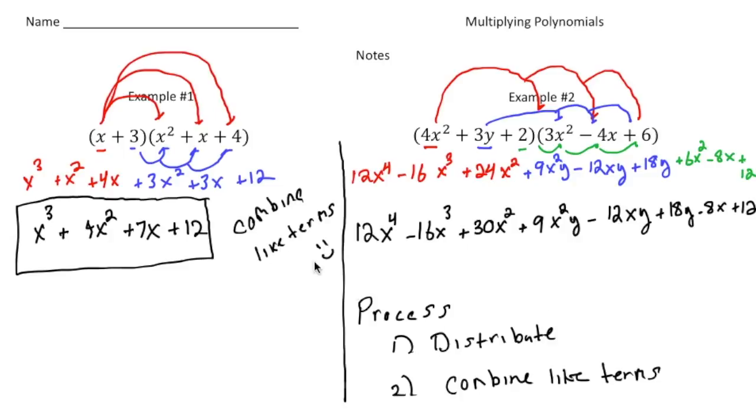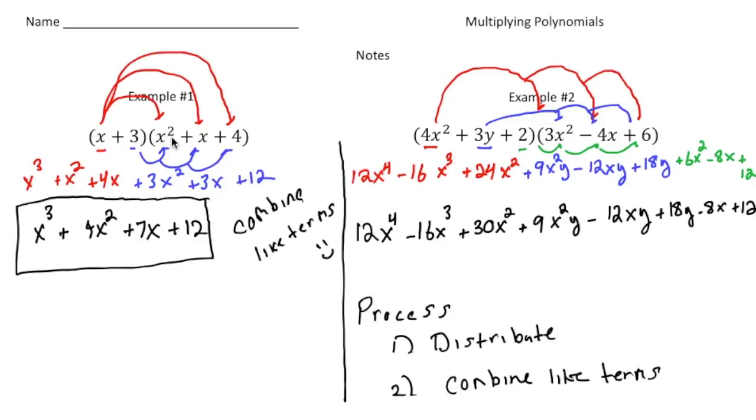So here we have our first problem. It's x plus 3, which is a binomial, times x squared plus x plus 4. And really there's two steps to the process. The first thing you do is you distribute. So if you notice, I multiplied each term of the trinomial, the x squared, the x, and the 4, by the first term over here, which is x.